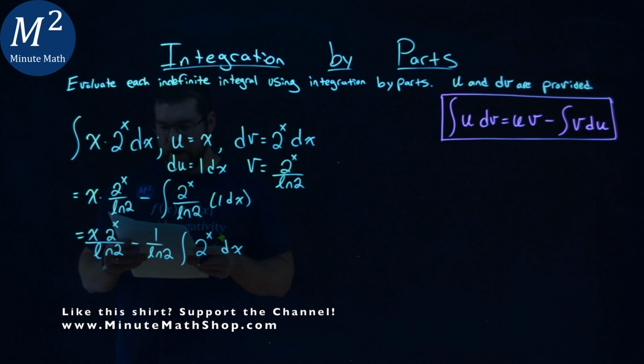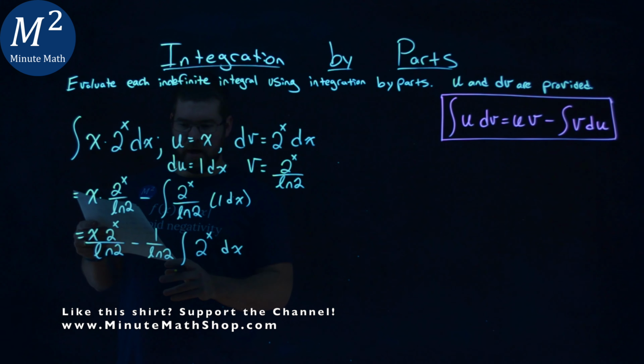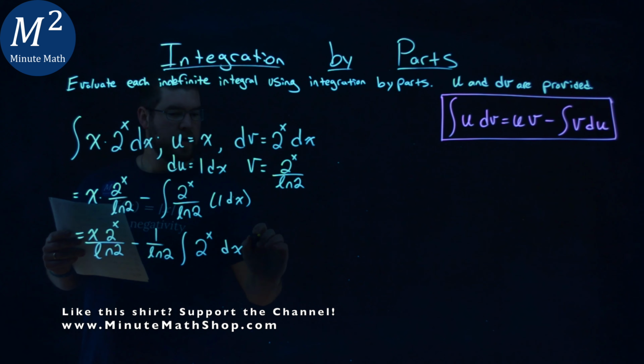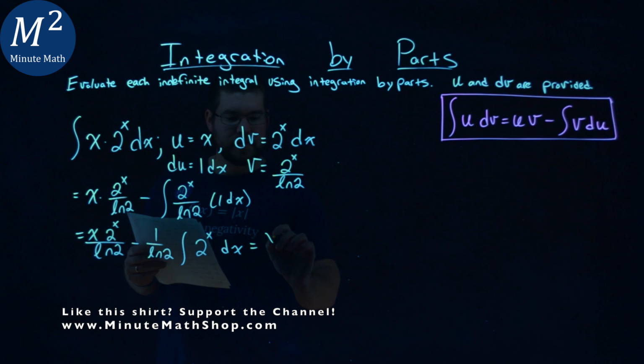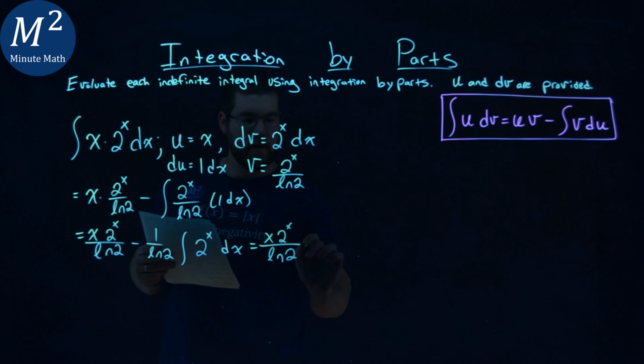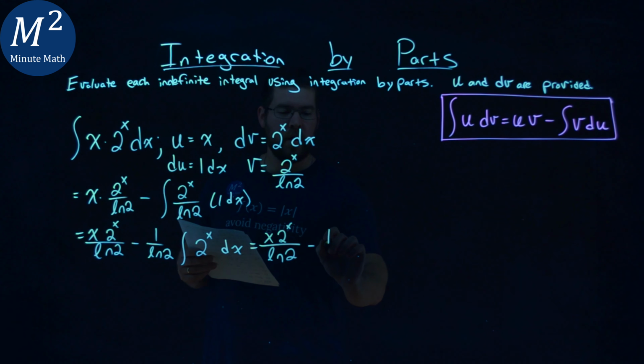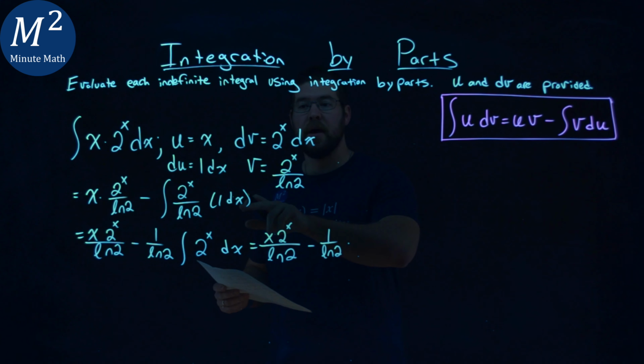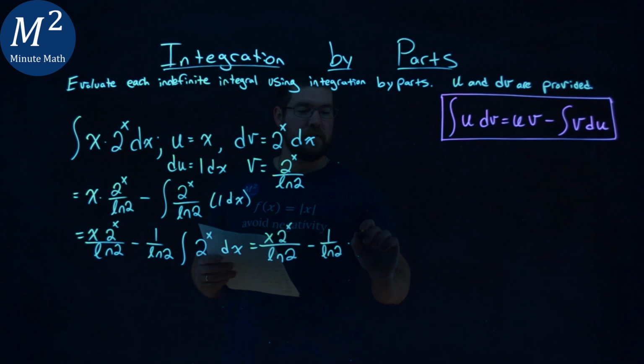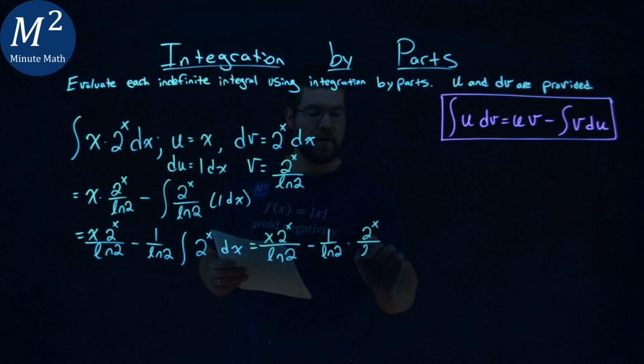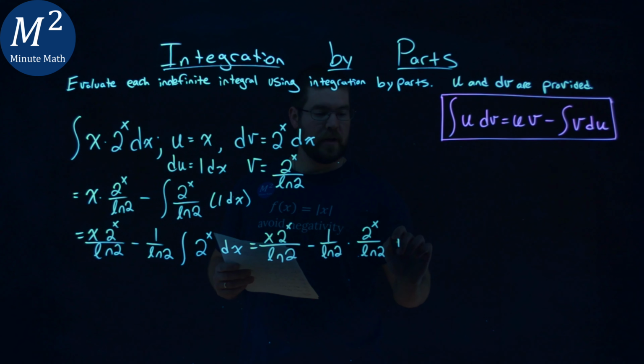So continuing that out here, I can slide it over here. We have x times 2 to the x power over natural log of 2 minus 1 over natural log of 2 times the integral of 2 to the x dx, which we said was 2 to the x over natural log of 2. And then we have a plus c.